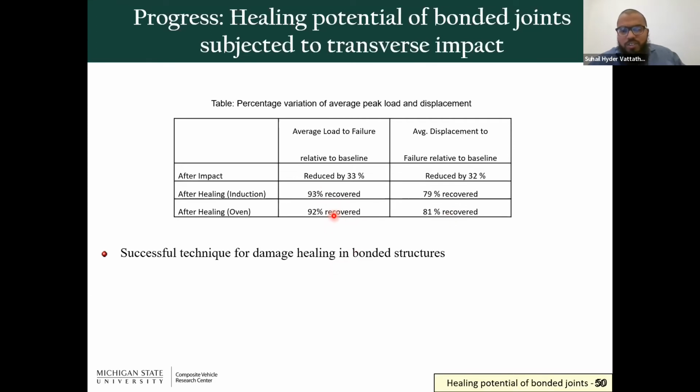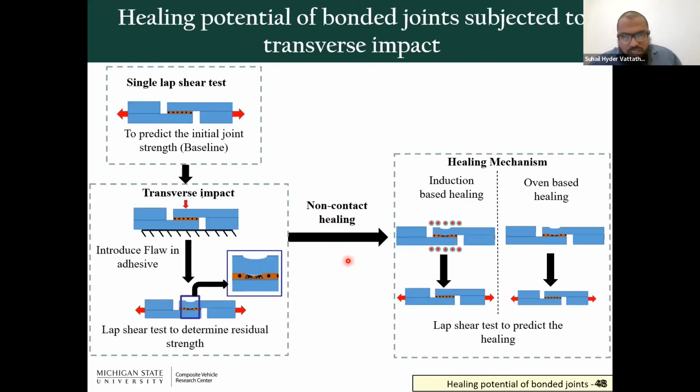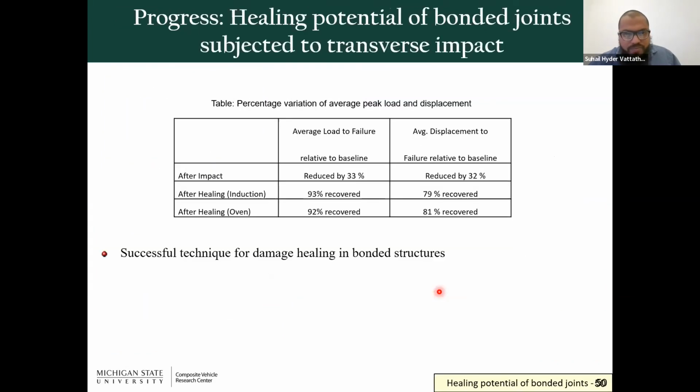And you can ask what happened to the rest of the strength? If you go back to the original structure, because of the transverse impact, even the adherent was affected. It was not just the adhesive. And with this particular heating technique, you can only heal the adhesive, not the adherent. So once you do the maintenance for the adherents, then you can get the full recovery. But in this particular study, the objective was only to heal the adhesive.